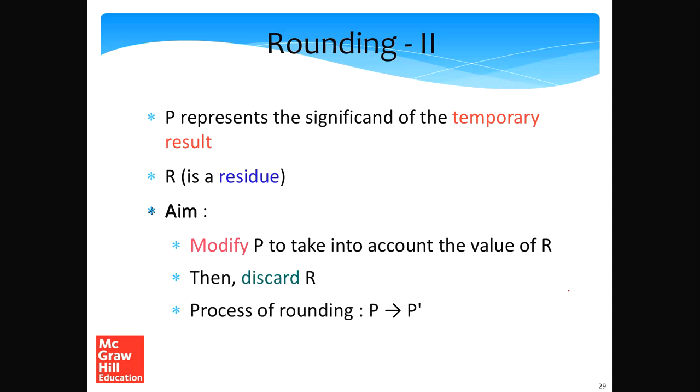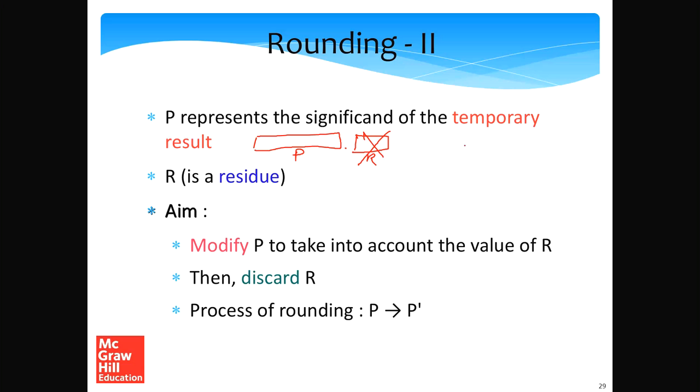So, the terminology again, P represents a significand and the temporary result. It's stored as a 24-bit unsigned number, right? That's P. And we are storing the residue as a number which is strictly less than 1. So the aim is to modify P to take into account the value of R and then we can happily discard R.